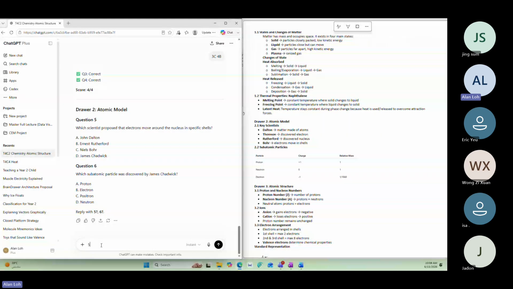Right. So why is it still drawer 2? Okay, it's okay. Let's see. So drawer 2, you have questions 5 and 6. Which scientist proposed that electrons move around the nucleus in a specific shell? Which subatomic particle was discovered by James Chadwick?